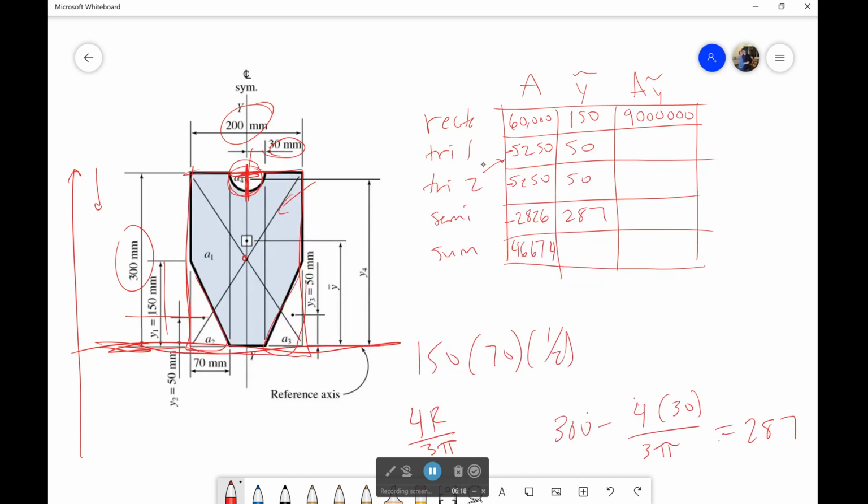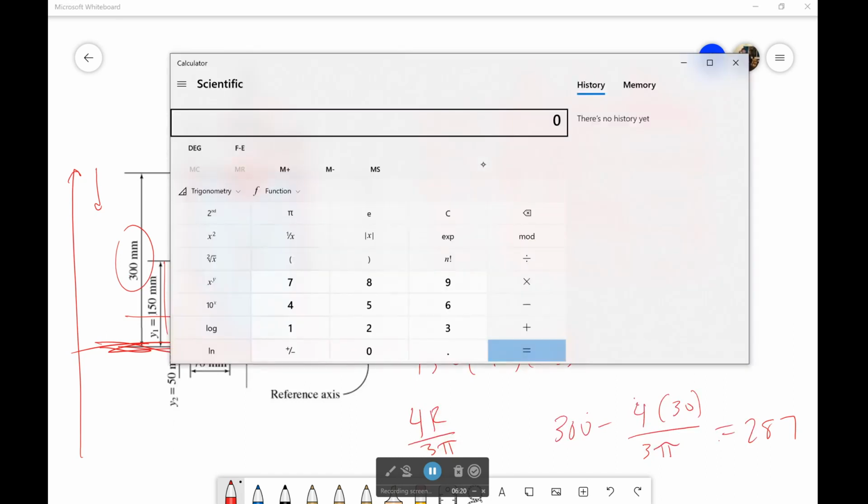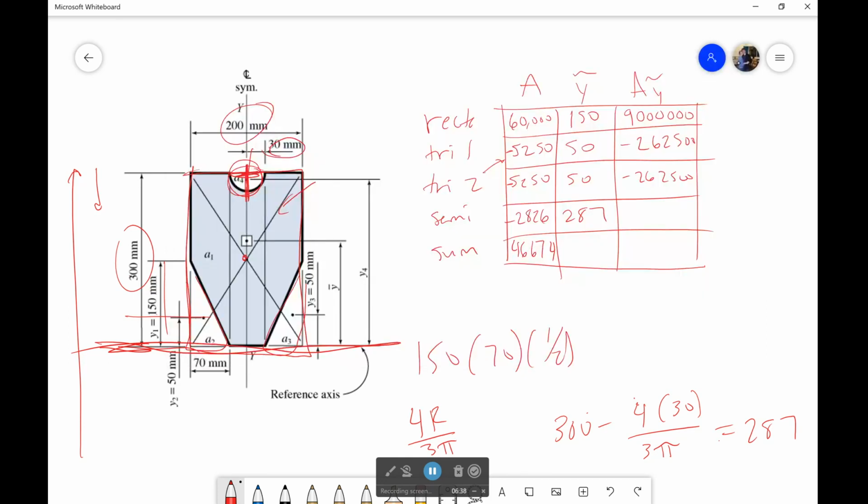Okay, and then let's do 5,250 times 50. 262,500. Make sure it's negative, because this isn't real. It's not there. Our area is negative. Our distance is positive, so this should be negative.